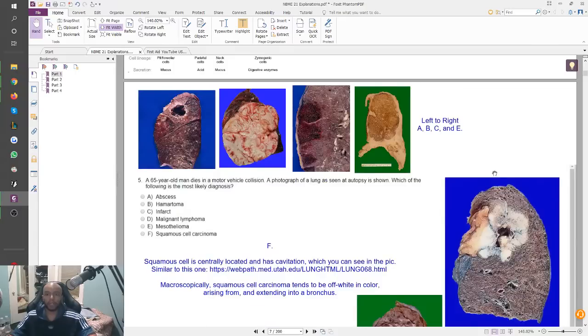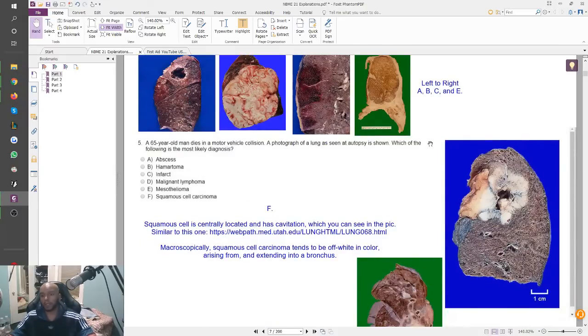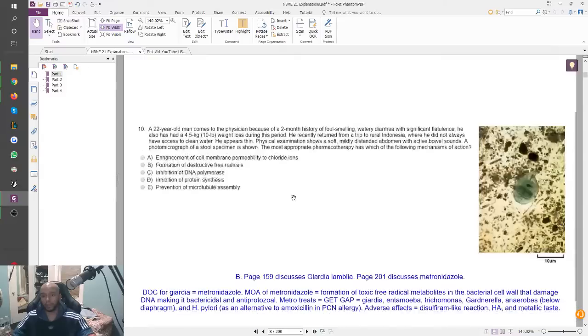Very easy question. But again, if you don't have that experience, then it becomes a very difficult question, and you might be inclined to pick between either abscess, infarct, even malignant lymphoma. You know, how would that even look like on the lung?